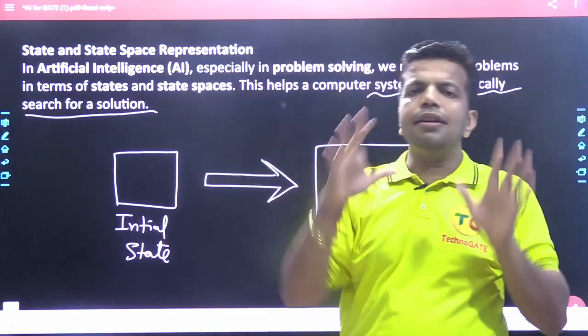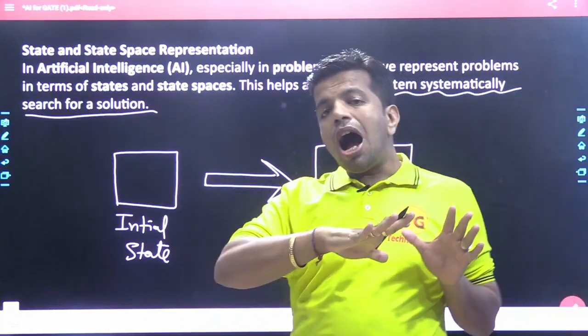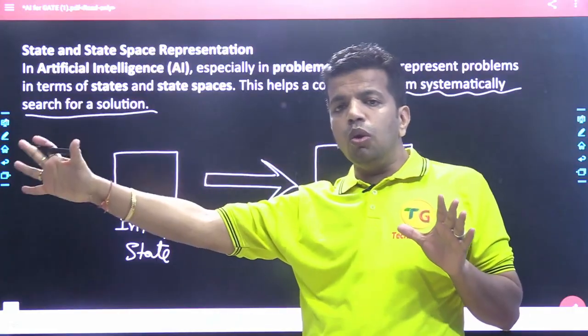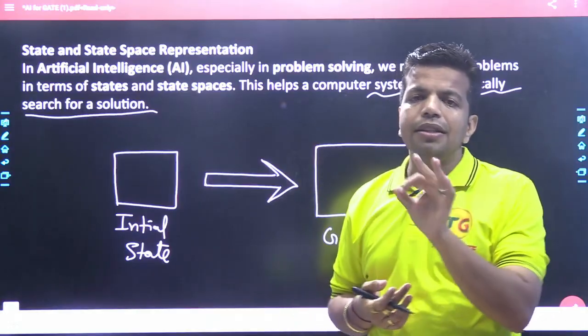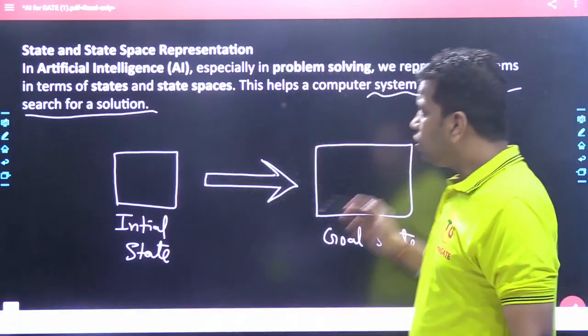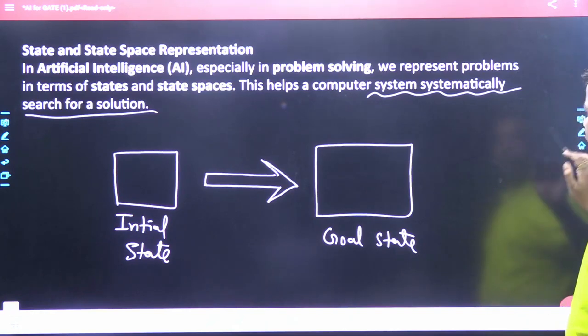What we want is to apply systematic rules, systematic ways, systematic knowledge to go from the initial state to the goal state. So from the initial state to reach the goal state, there are many intermediate states. All of these are states. Now how can we go from initial to goal? For that we need to make a diagram, a state space chart. That is the ultimate point. Got it?